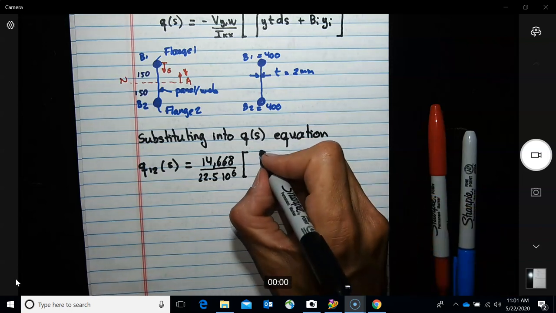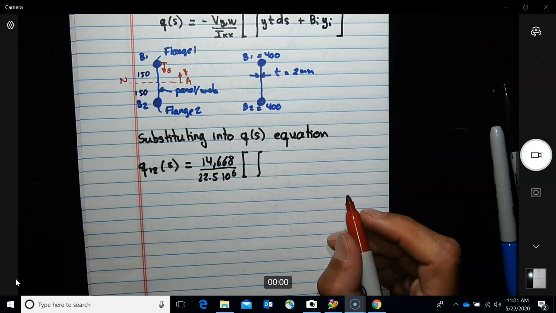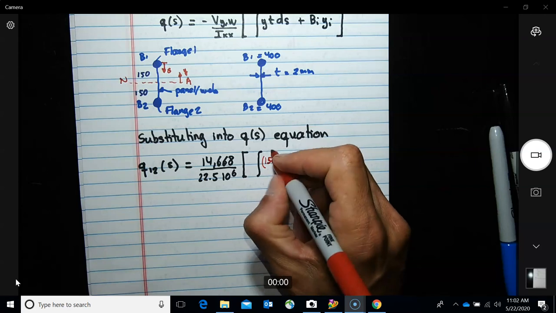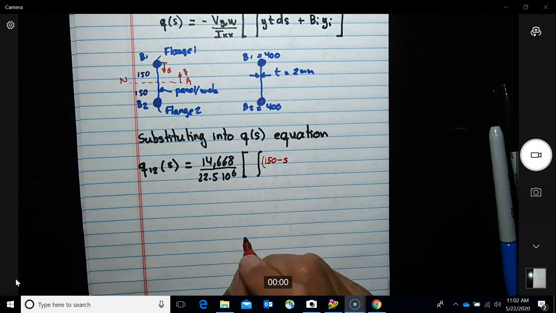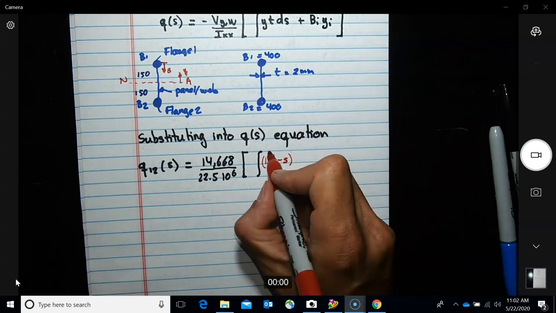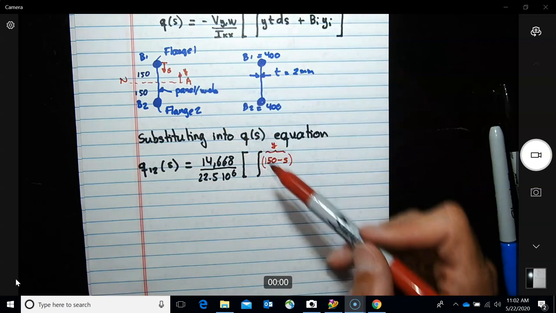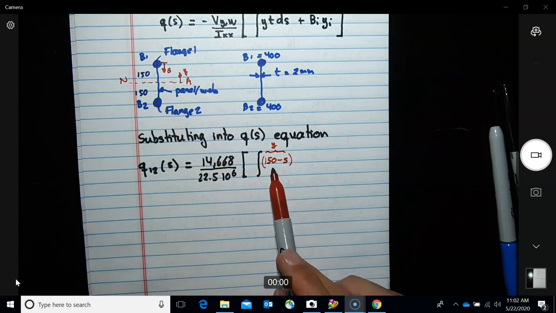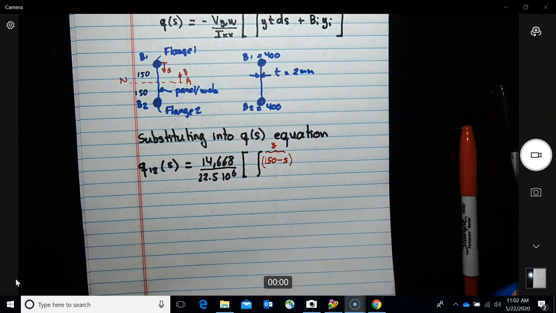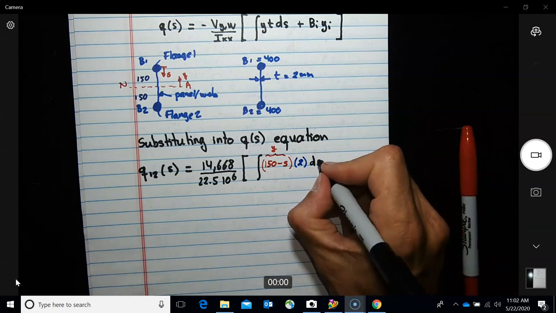Now we need to integrate this, so the integral of y, and we need to be careful here with what that distance is. It will be symmetric, so from here to here we'll have 150 minus s. That distance is y. So y as a function of s is 150 minus s. When s is 150, y is 0, and then it keeps increasing. Now times t, which is 2 millimeters, ds.